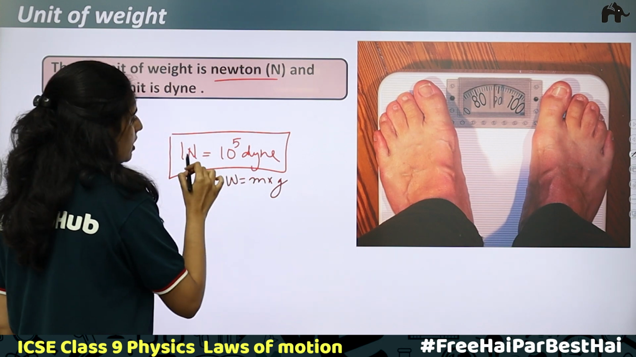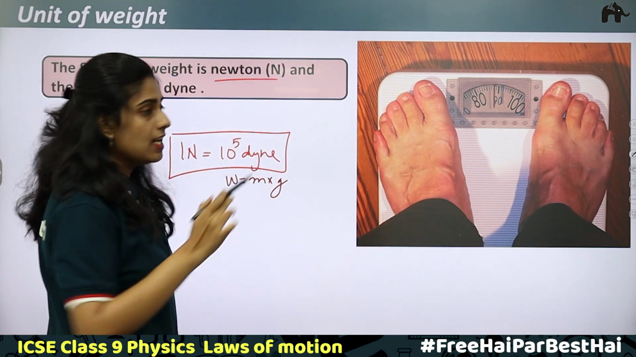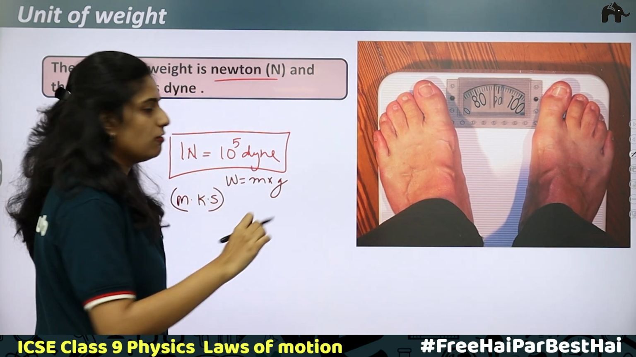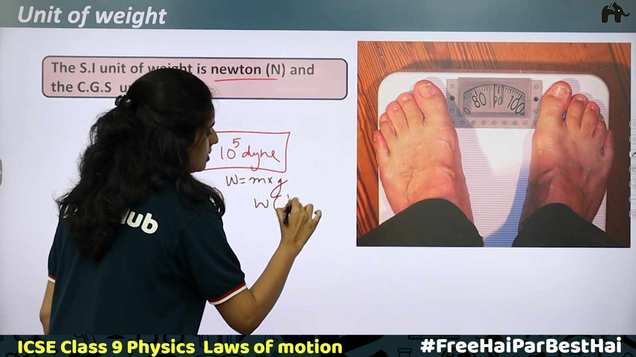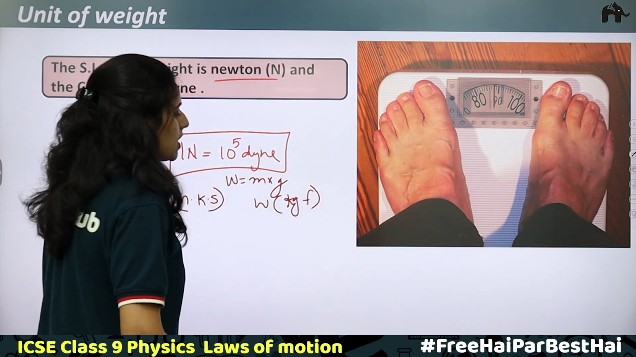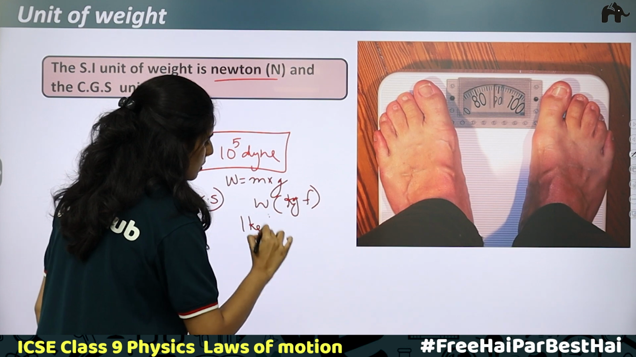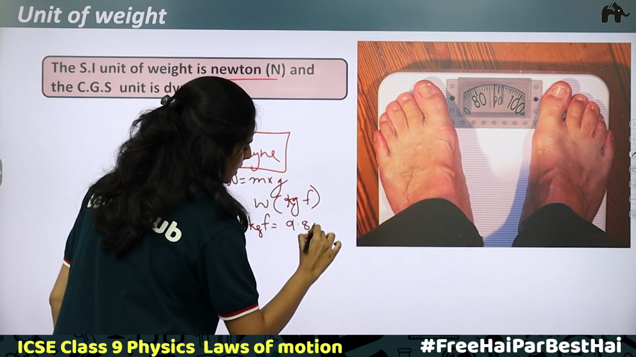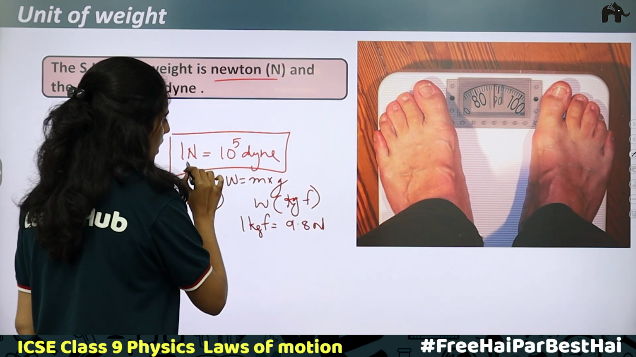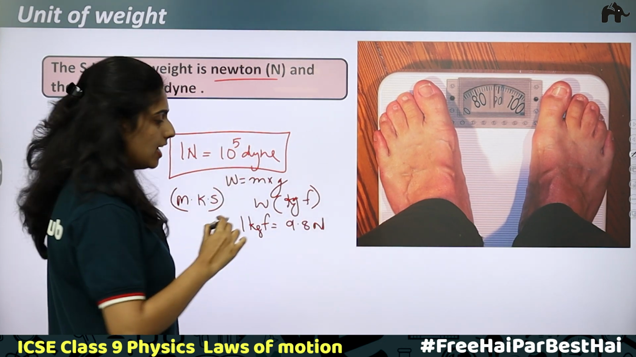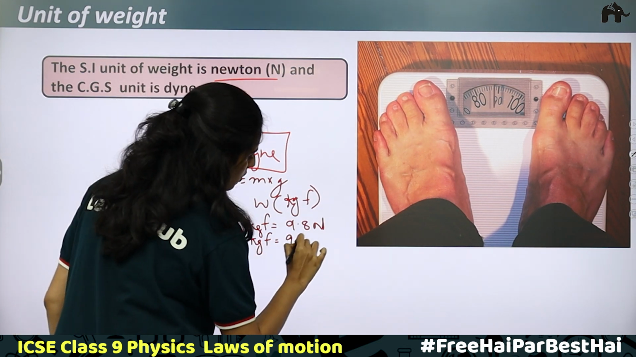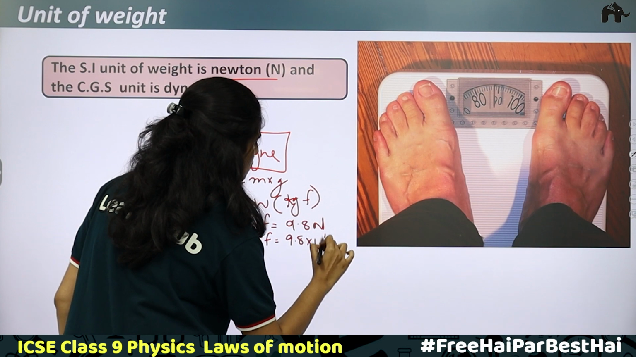Now we have a relation: 1 Newton is equal to 10 raised to 5 dyne. In the MKS system, the weight will be measured in another unit which is kilogram force, kgf. So 1 kilogram force will be equal to 9.8 Newton. Since 1 Newton is equal to 10 raised to 5 dyne, 1 kilogram force will be equal to 9.8 into 10 raised to 5 dyne.